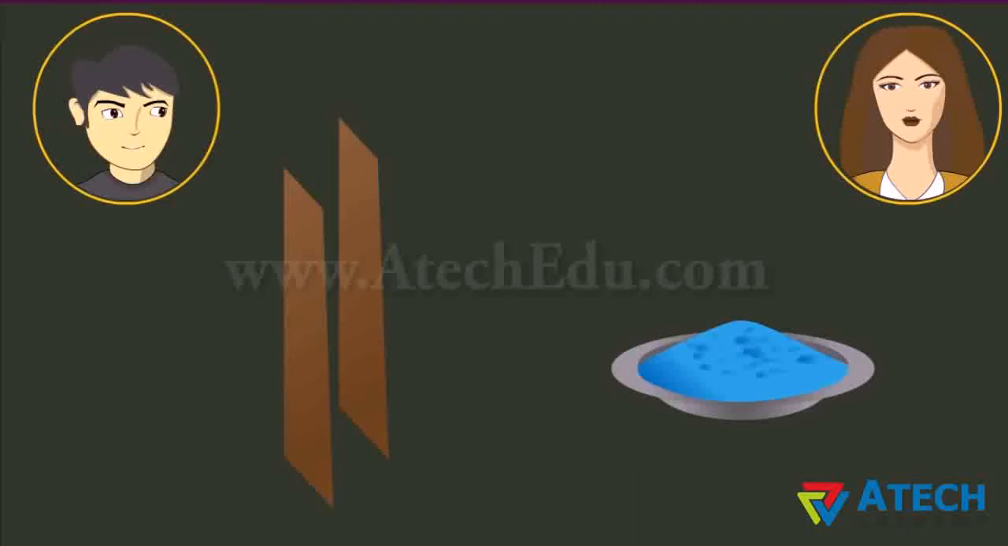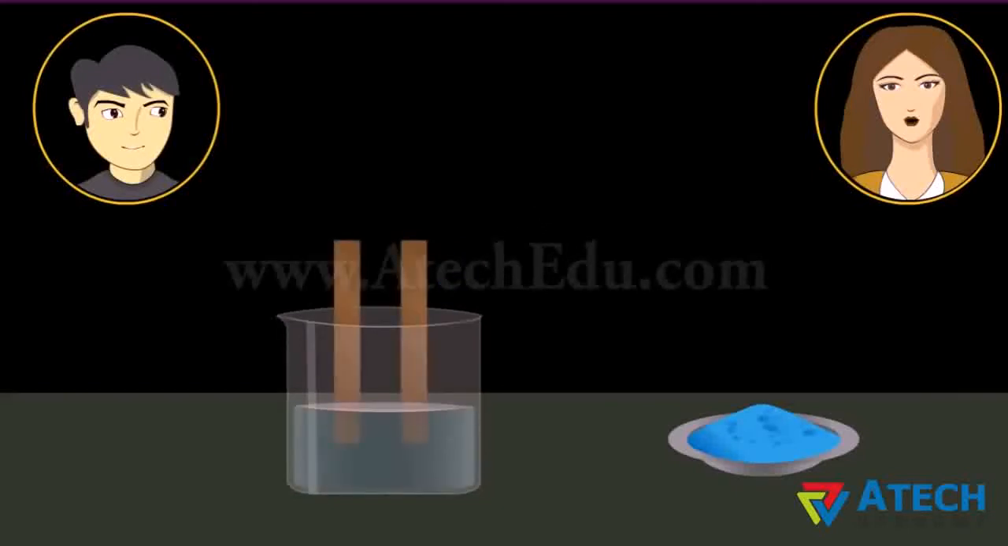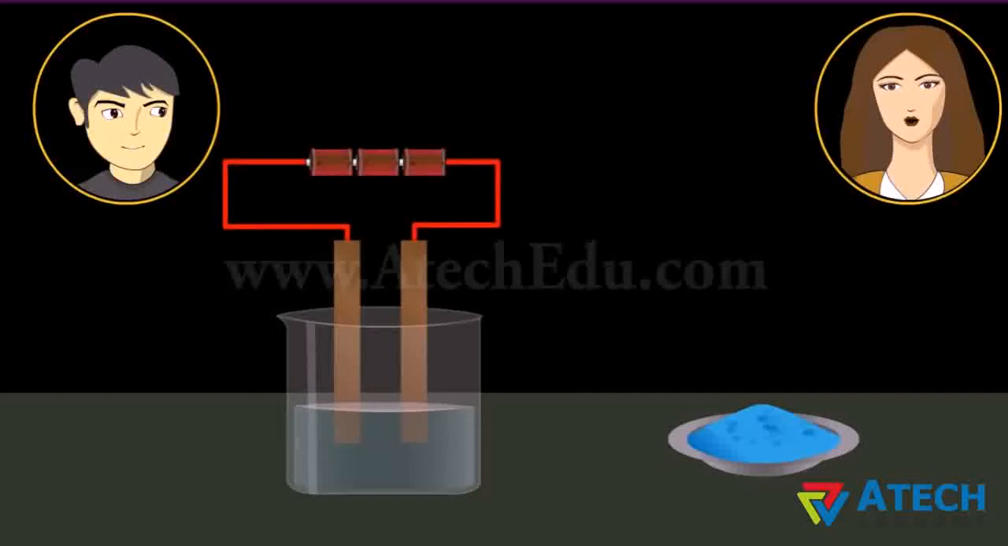For this activity, we will require 2 copper plates and some copper sulfate. First, add 2 teaspoons full of copper sulfate in distilled water. Now, we take 2 clean and dry copper plates and immerse them in copper sulfate solution. Connect these copper plates to the terminals of a battery. Now, allow current to pass for 15 minutes.